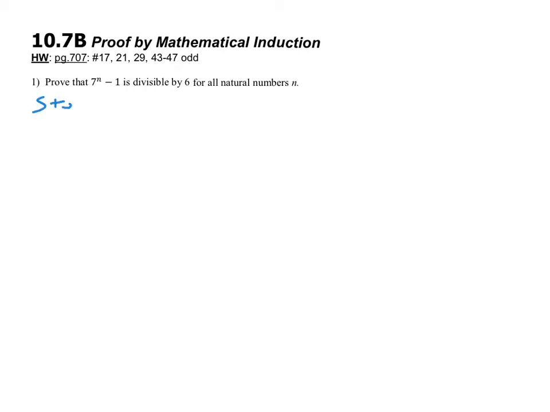Step one involves plugging in 1 and showing that it's true. So step 1, when n equals 1, what do we get? We get 7 to the first minus 1. This equals 6. And because 6 is divisible by 6, the statement is true when n equals 1.